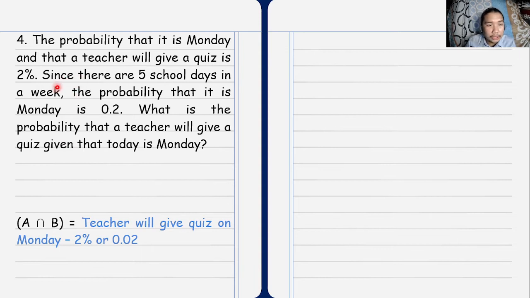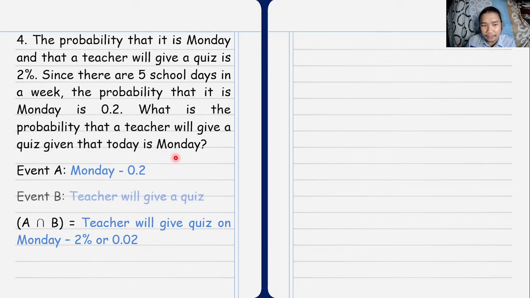So the next thing is, since there are 5 school days in a week, the probability that it is a Monday is 0.2 or 20%. What is the probability that the teacher will give a quiz given that today is Monday? So maliwanag ulit na nag-occur si event A. And then we need to find the probability of B.